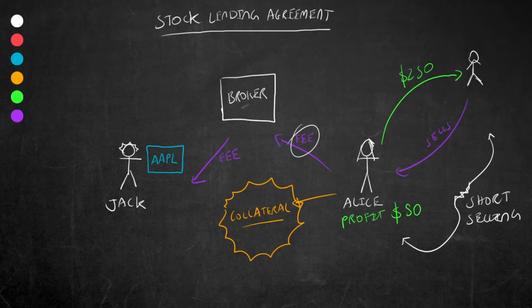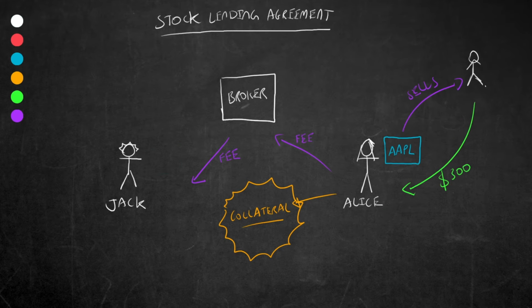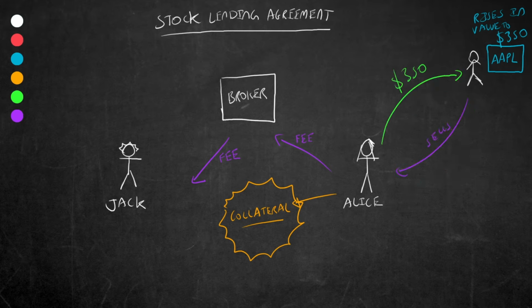But what happens if Alice's hunch is wrong and Apple goes up in value instead of dropping? Well, let's look at the example again. Alice sells the stock to a third party for $300. However, instead of going down, the price of Apple goes up to $350 per share. Now, at the end of the borrowing period, Alice will need to fulfill her obligation to pay Jack back his share, and will need to buy the share back from the market to do this. And if she can only buy the share back at $350, she has essentially made a loss of $50. This is because she sold the shares originally for $300 but bought them back for $350.